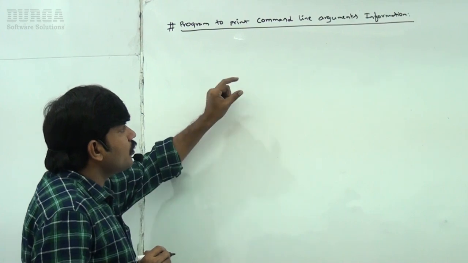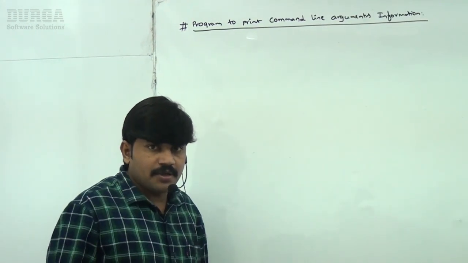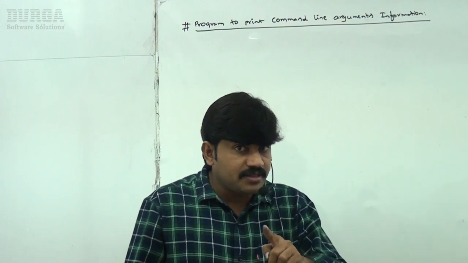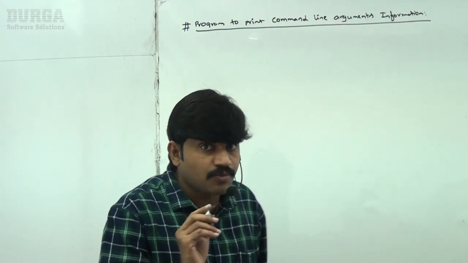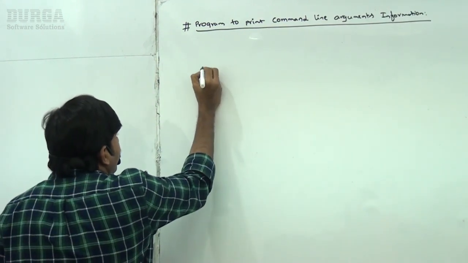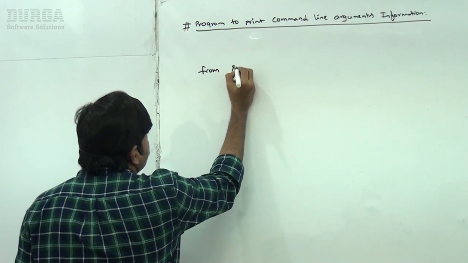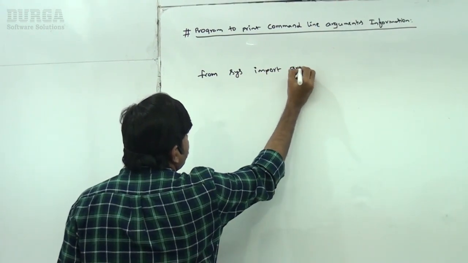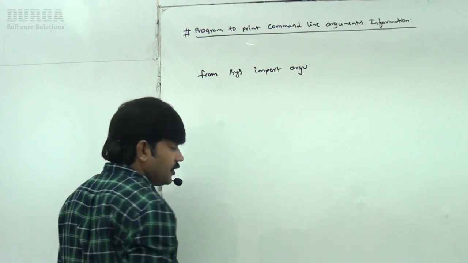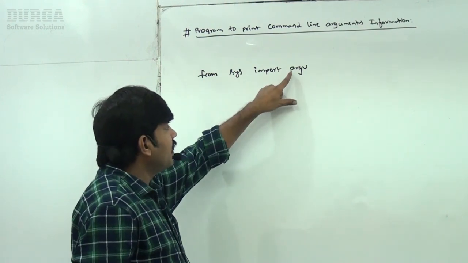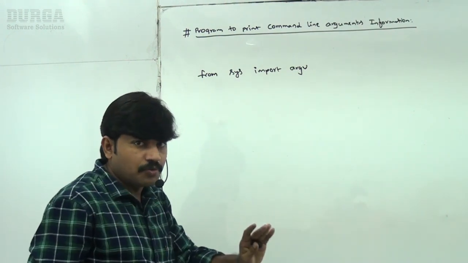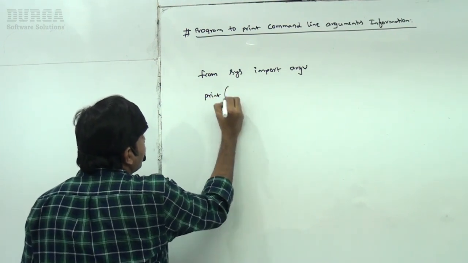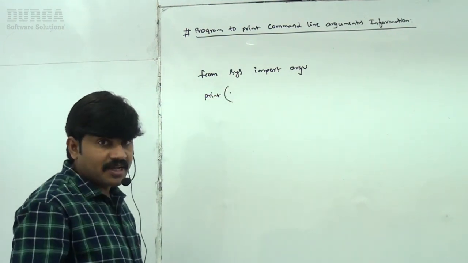If you want to access command line arguments, we compulsorily need to import argv. From which module? The sys module, right? So, from sys module import argv. Can you please import argv from which module, sir? Sys module, right?